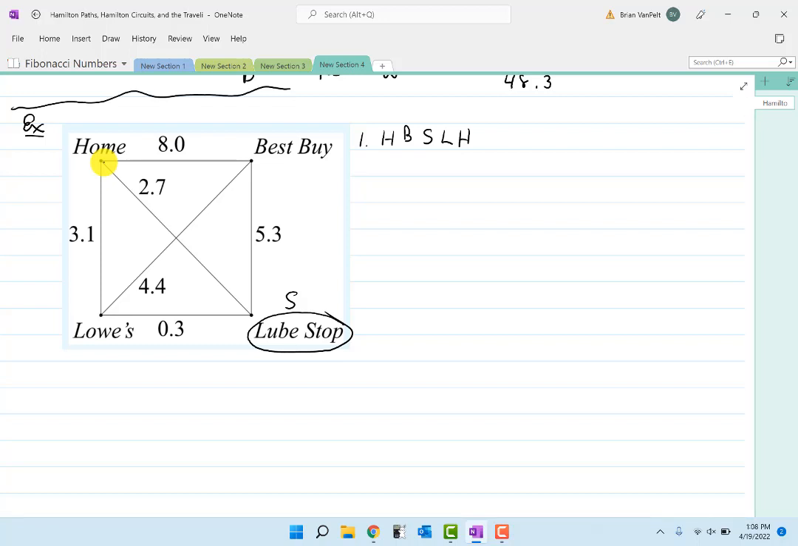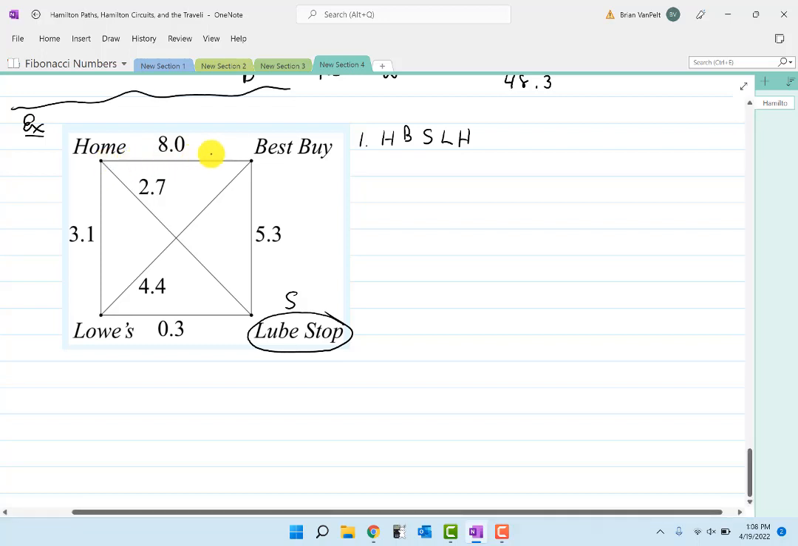Let me go ahead and calculate them on the spot. So H to B was an 8.0. Then B to S was 5.3. And then S to L was 0.3. And then L to H was 3.1. Probably shouldn't put so many plus signs.